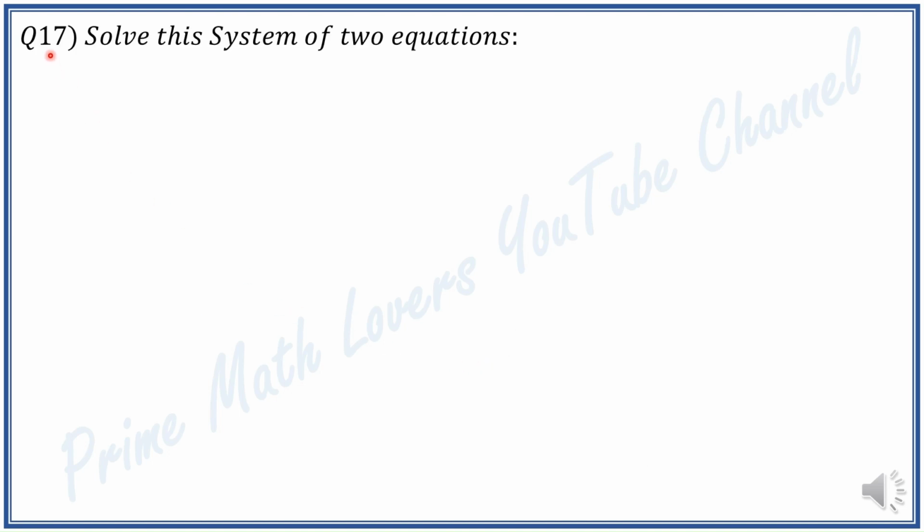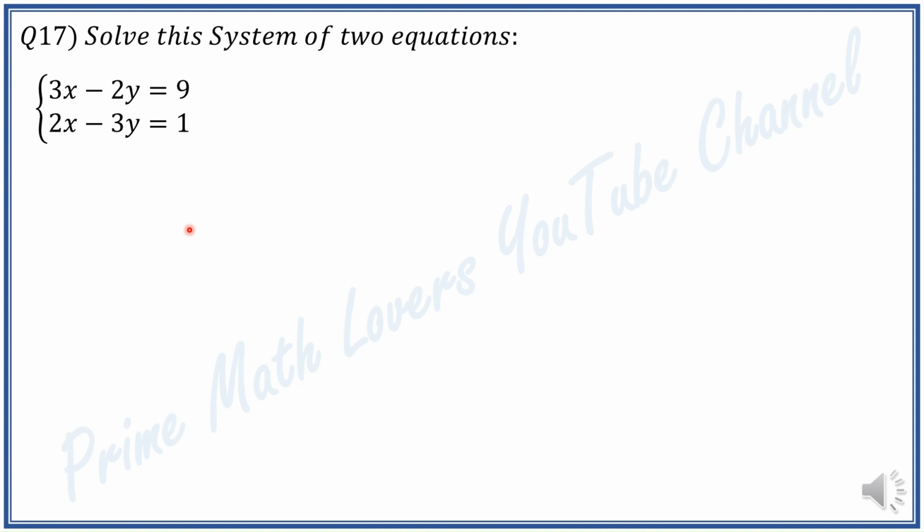Question 17. Solve this system of two equations: 3x minus 2y is equal to 9 and 2x minus 3y is equal to 1. We use the elimination method to solve this question.